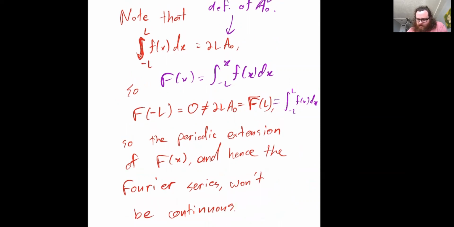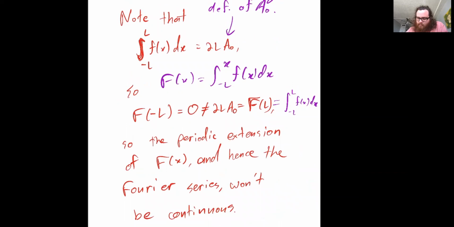This turns out not to be too much of an issue, because we can modify this function F to get something that will be continuous, and then its Fourier series will be nicely behaved, and then we can get some traction.